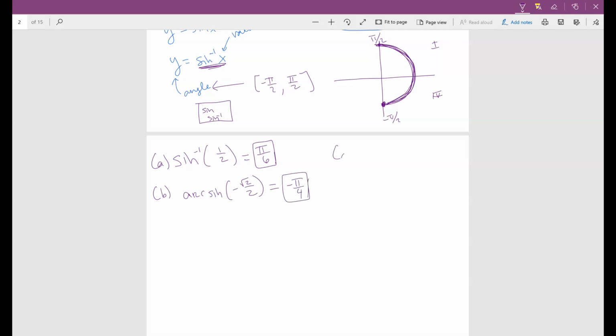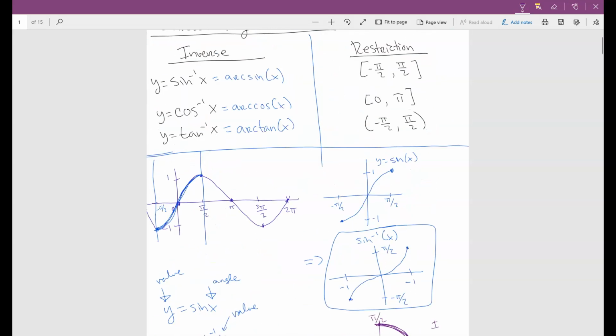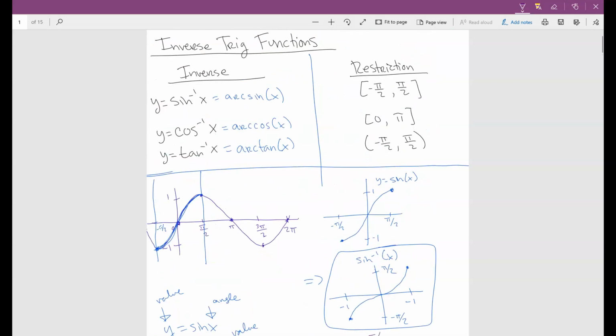Okay, and we can do that also with inverse cosine and inverse tangent. You just have to keep in mind these restrictions. For example, this one is from 0 to pi. This one's going to be in quadrant 1 and in quadrant 2. This guy is going to be just like sine. It's going to be quadrant 1 and quadrant 4.